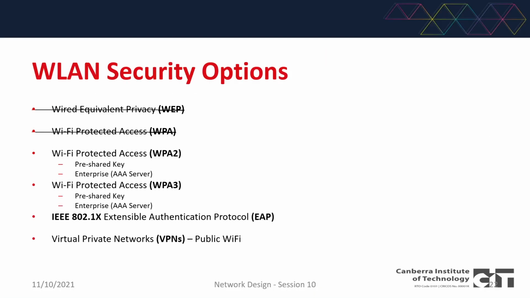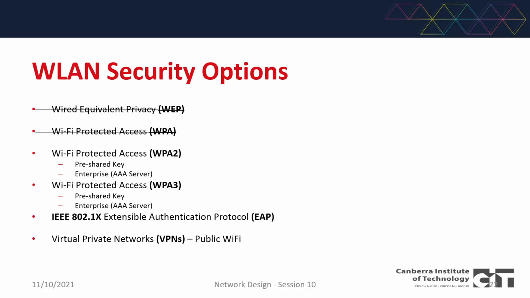Wireless LAN security options include WEP, Wired Equivalent Privacy, and Wi-Fi Protected Access, WPA. None of these should ever be used by you guys, okay? They are weak ways of authenticating yourself to gain access to a wireless infrastructure. We do have Wi-Fi Protected Access WPA2, using a pre-shared key or the enterprise version using a AAA server. And we have the more advanced Wi-Fi Protected Access WPA3.